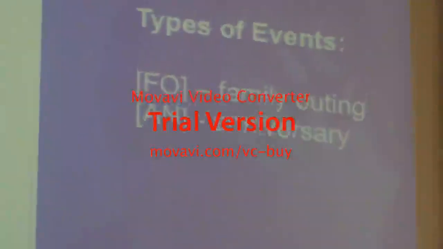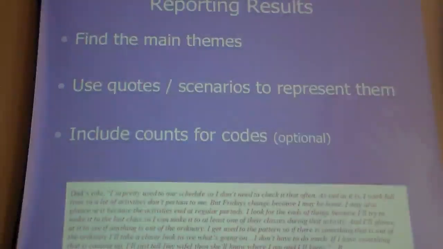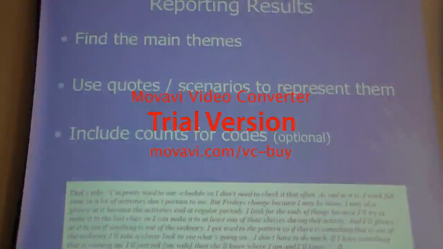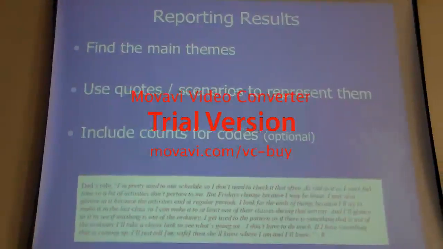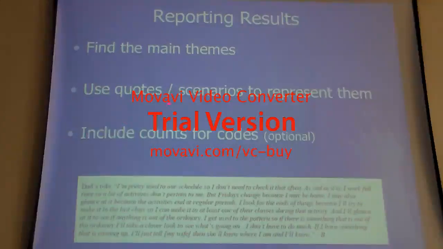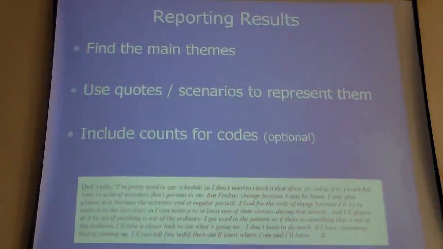So FO is a family outing, AN is anniversary, and another is Thanksgiving. Just continue coding the events in the picture if you have, and start reporting the results. Find the main themes, use codes or scenarios to represent them, and include counts of codes if you need them.